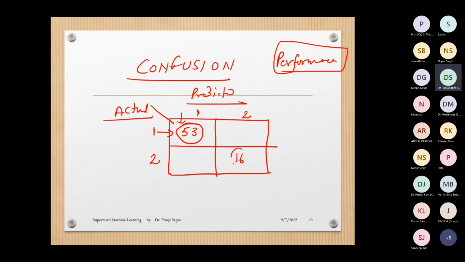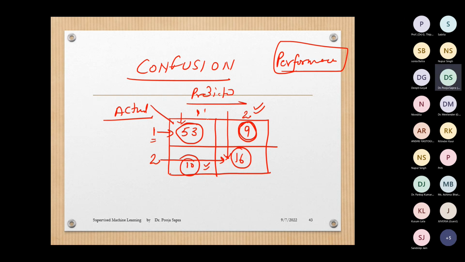Similarly, we have some 16 values which said the person was a heart patient. It was actually also and it was predicted also, right? There are 9 values where actually the person was not a heart patient, but it was predicted it is a heart patient. And there are a total of 10 values which said the person was actually a heart patient, but the prediction was that the person is not a heart patient.